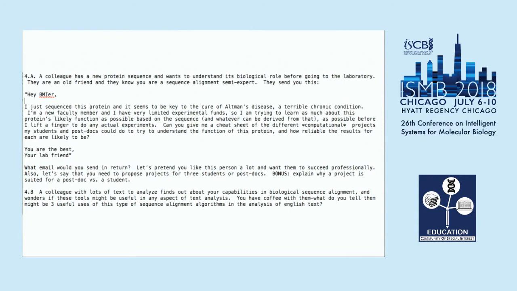And then finally, you don't have to read this, but we start going into these integrative questions. Question number 4 is actually a letter. "Hi, BMIer. This is a consult. I just sequenced this protein. It's the key to Altman's disease, a terrible chronic condition. I'm a new faculty. I don't have a lot of experimental funds, but I need to do an analysis." You then write an email in return that explains what their options are, what's going to be expensive, and what the solved problems are that they can do off the shelf. You also explain what kinds of questions they might ask that are going to be research questions, and if it's mission critical for them, then they're looking at solving an unsolved problem in informatics. And so we try to do that.